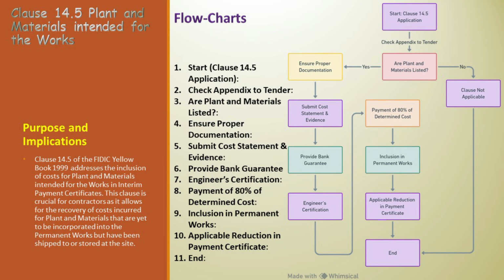Ensure proper documentation. Precision in documentation is vital. Maintain satisfactory records and submit a detailed cost statement of acquiring and delivering the plant and materials to the site, supported by satisfactory evidence. Submit cost statement and evidence. The contractor's role is pivotal. The contractor submits detailed cost statements along with supporting evidence. Provide bank guarantee. Financial security is ensured. A bank guarantee, approved by the employer, secures the payment for plant and materials.